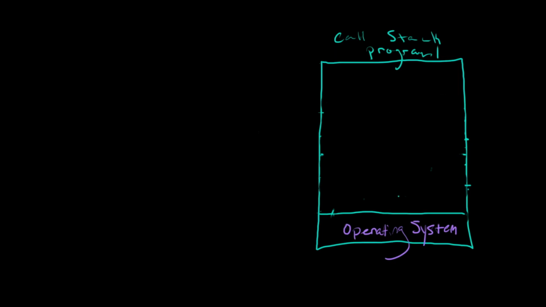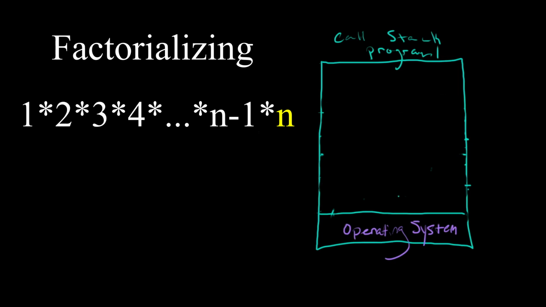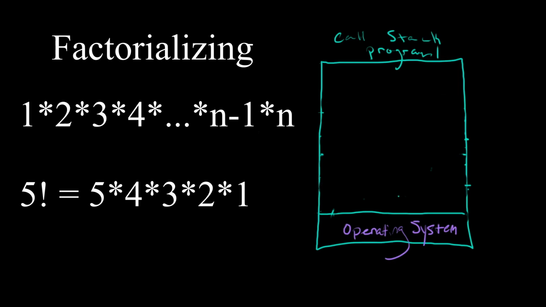Here's a pretty famous example of recursion that most people start with. It's called factorializing. If you don't know what factorializing is, it's when we take a positive integer and multiply it by every positive integer under it. So for example, if we want to factorialize 5, in math they just say 5 and then an exclamation mark. This would just be equal to 5 times 4 times 3 times 2 times 1. So we're going to create a function that recursively does this.